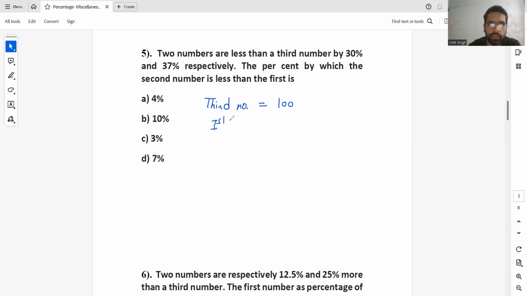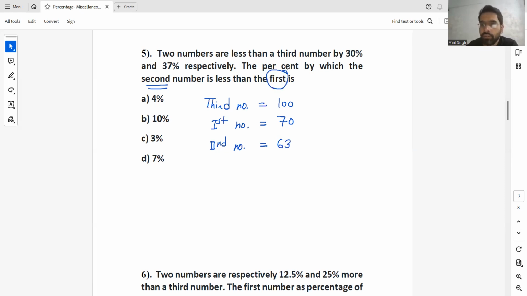The first number will be 30% less, so it will be 70. The second number will be 37% less, which means 100 minus 37, which is equal to 63. And we have to find by what percent the second number is less than the first number.